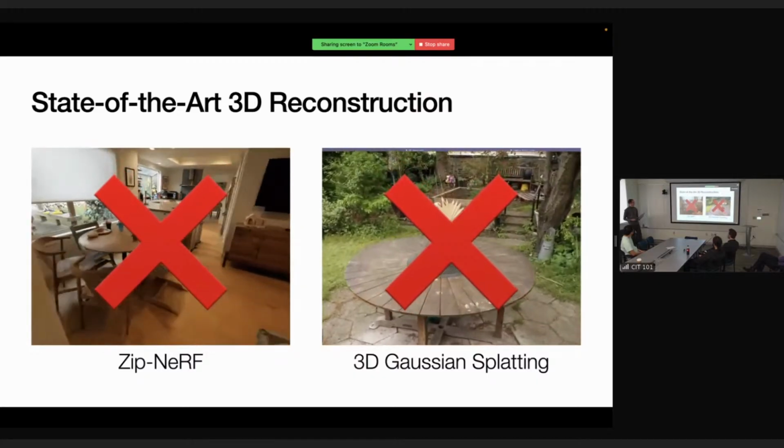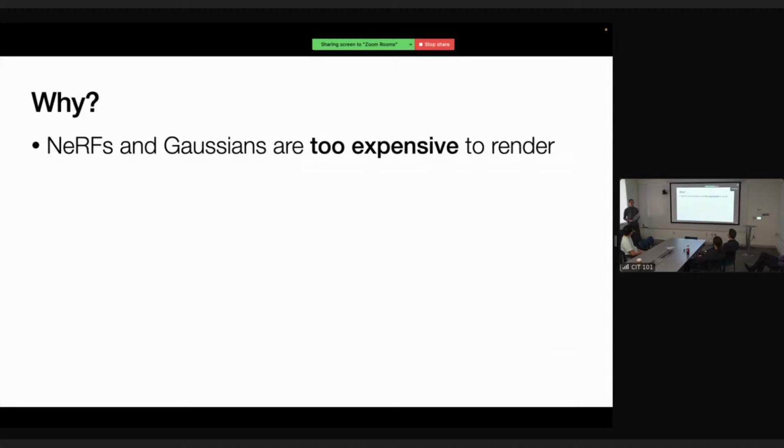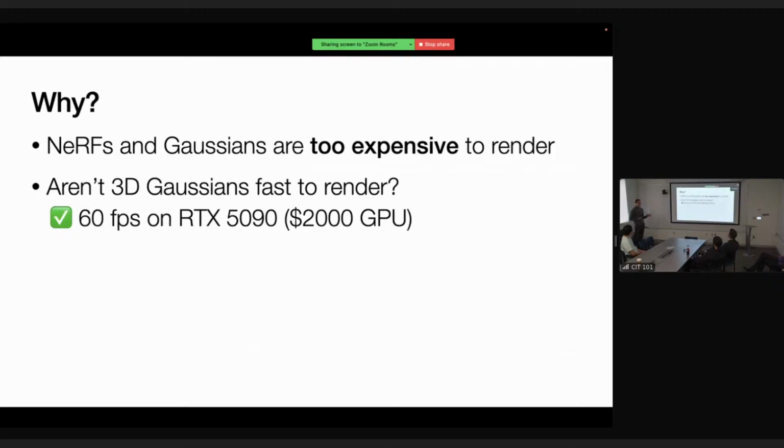Okay, so why is this? This is because NeRFs and Gaussians are both just too expensive to render. You might be asking, well, aren't Gaussians really fast to render? And the answer is yes, if you have a $2,000 graphics card and your resolution isn't too high, then these are fast enough to render. But if you want to run your Gaussians on a VR headset or a smartphone or something like that, then they're too expensive to render.